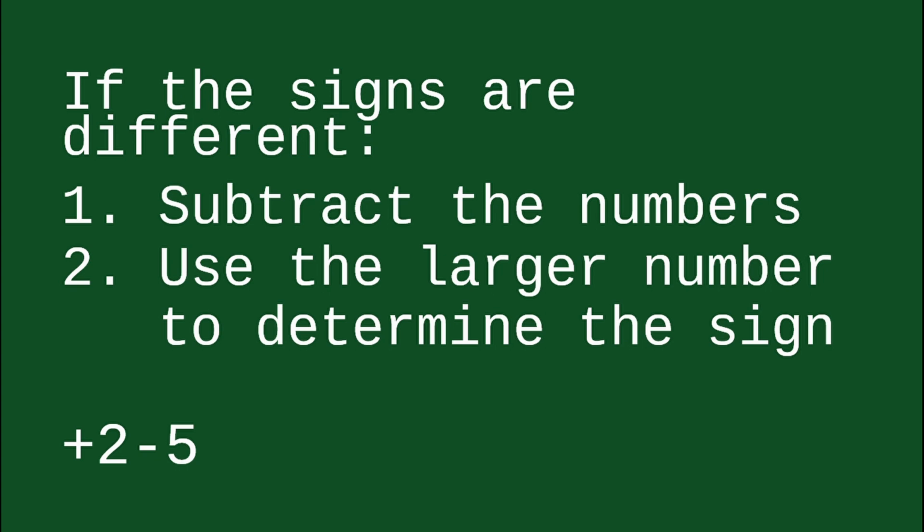5 minus 2 is 3, so we expect the final answer to include a 3. Then look at the larger of the two numbers. 5 is larger than 2, and it's a negative, so the final answer should be negative 3.